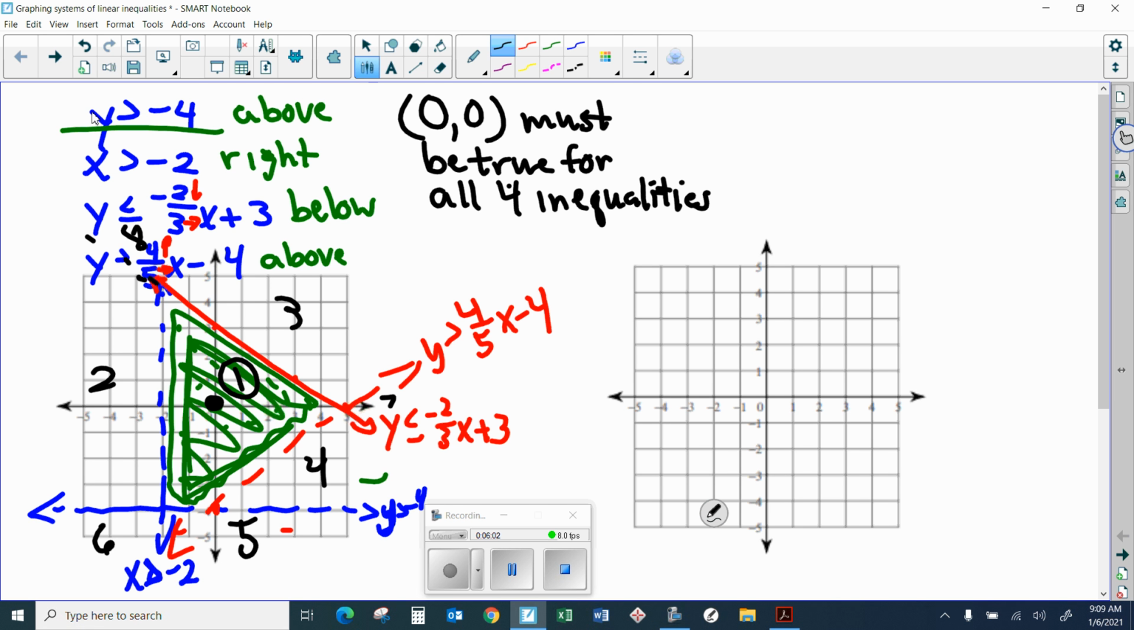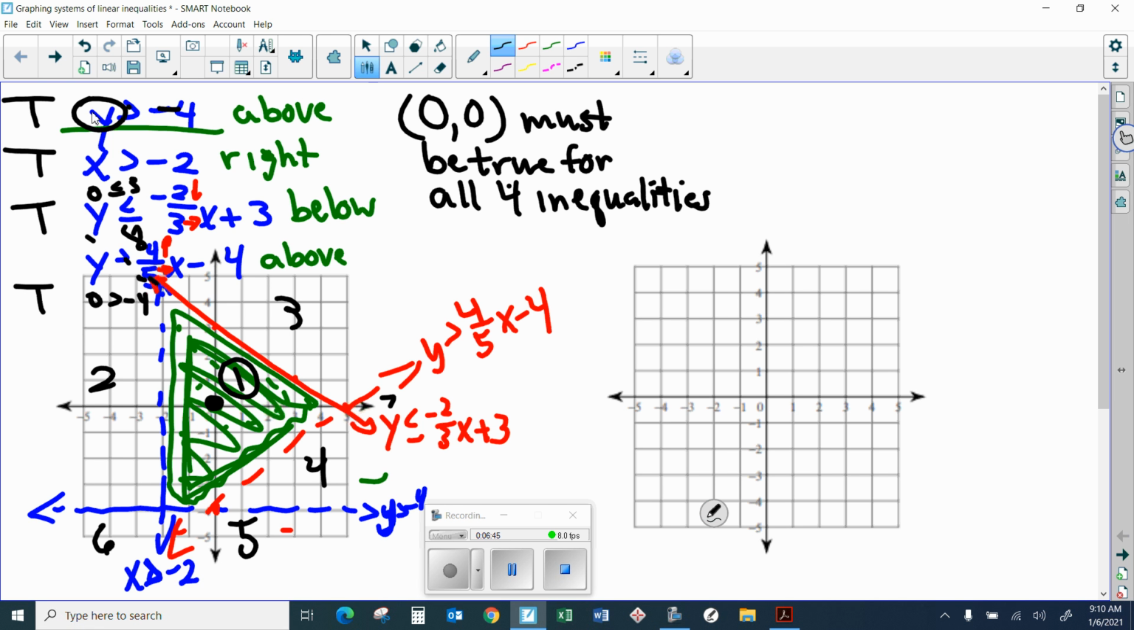But for 0, 0, I plug it in. If I plug in 0 for the y, because all I can plug in there is the y coordinate: is 0 greater than -4? Yes, true. Here I only plug in the x coordinate: is 0 greater than -2? Yes, true. Here I can plug in both zeros for the x and the y. I get 0 is less than or equal to 3. Is that true? Yes. I plug in 0 for the x and the y in the last one. I get 0 is greater than -4. Is that true? Yes. So it's true for all four, and therefore you know you've shaded in the right region. That's an easy way to check that you've shaded the correct region.